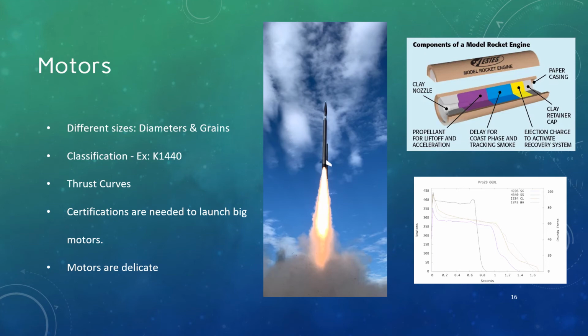So a letter difference might not seem like a significant change, but there's a clear difference in flight performance you'll find. From 1.25 newton seconds for the lower bound of an A motor up to 40,960 newton seconds for the upper bound of an O motor. And the number listed, the 1440, designates the average motor thrust in newtons. So 1440 newtons is the average thrust for this specific motor.